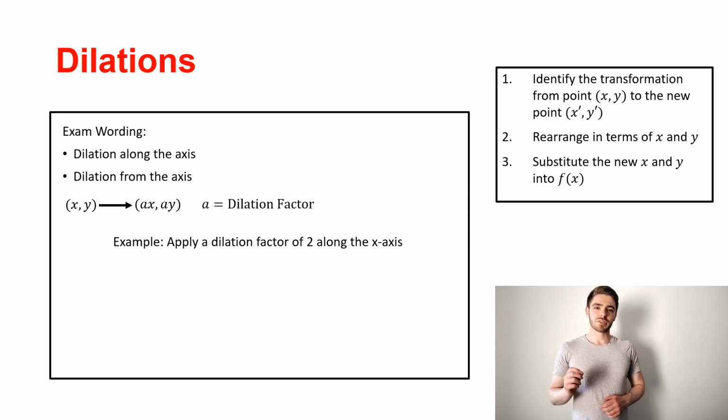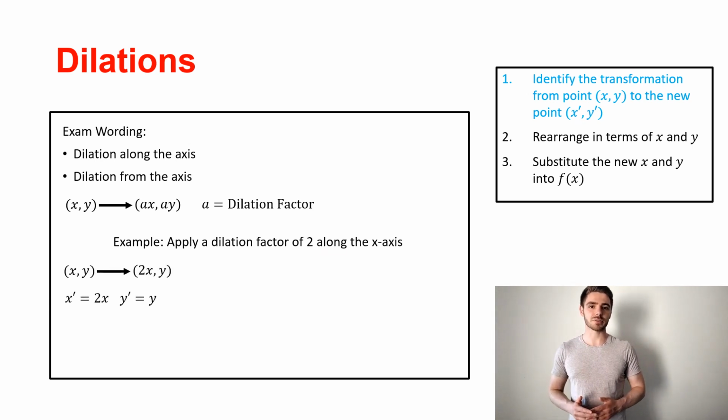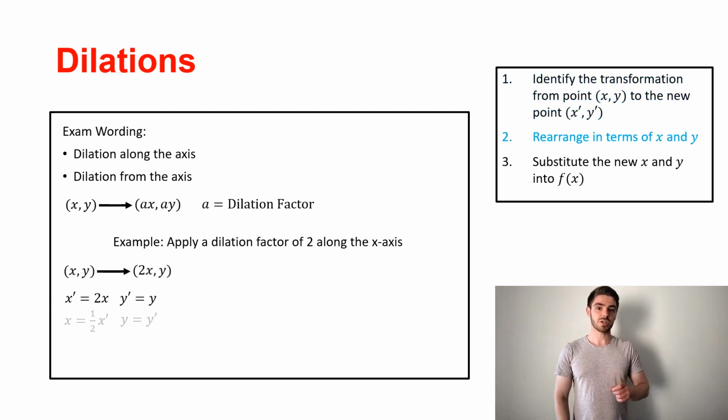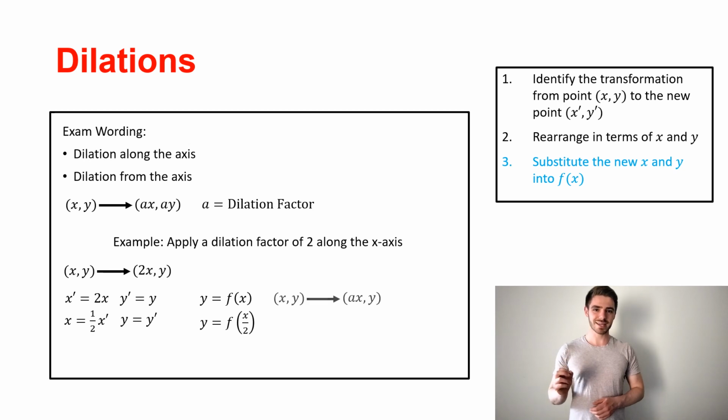Suppose we want to apply a dilation factor of 2 along the x-axis. Step 1, identify the transformation. This is a dilation along the x-axis, so it needs to apply to the x values. Step 2, rearrange in terms of x and y. Step 3, substitute those new values of x and y into the equation y = f(x). This result shows us that if you have any dilation factor applied to the x, then the result is y = f(x) divided by a.